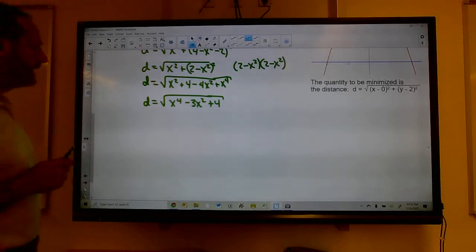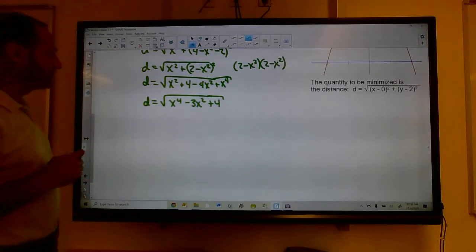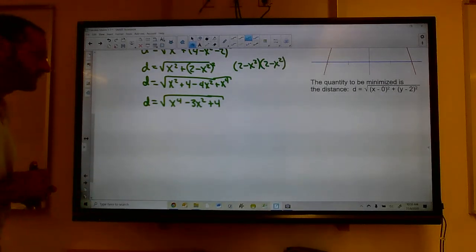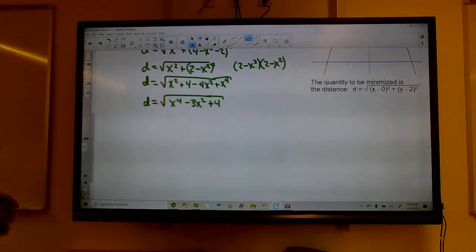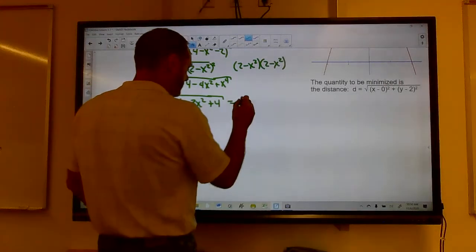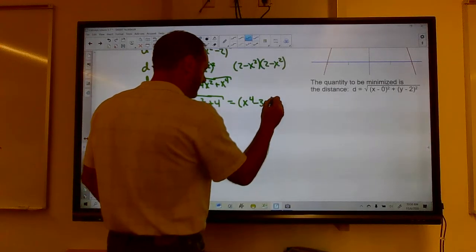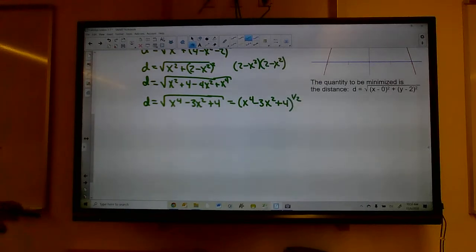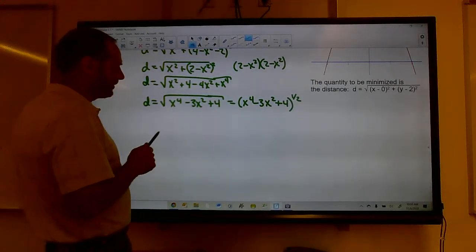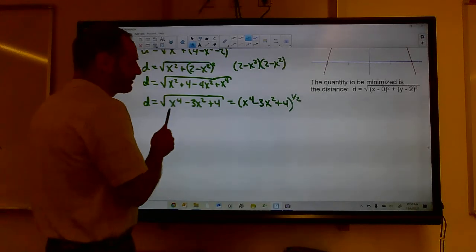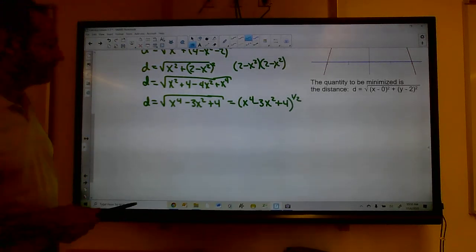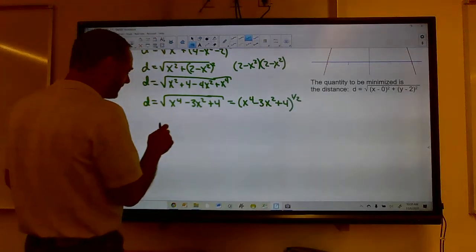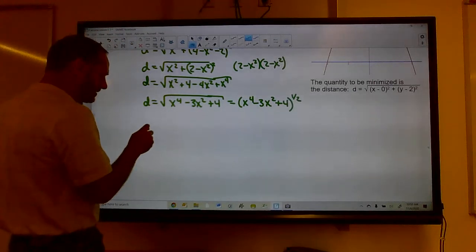Now, the next thing I need to do is minimize this. Now that I have my equation d in terms of just x, I need to minimize this, which means take the derivative. Now, I could find the derivative of the square root, but that would be a little bit difficult. But think about this. If I minimize the number under the square root, I also minimize the square root of that number, okay? So I don't even need to do this. All I need to do is take the derivative of the inside of this and find its minimum.